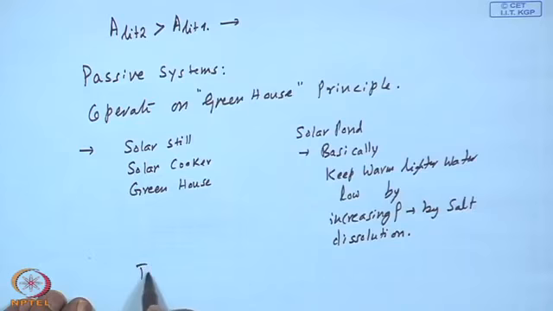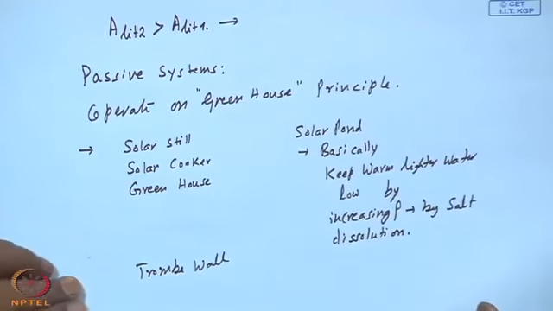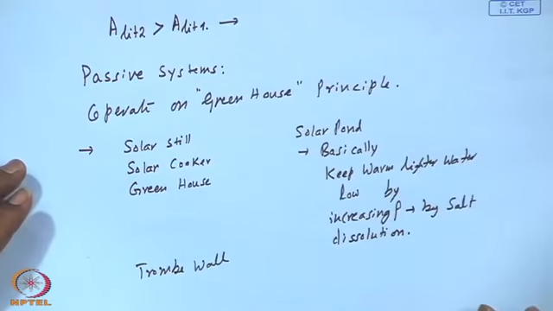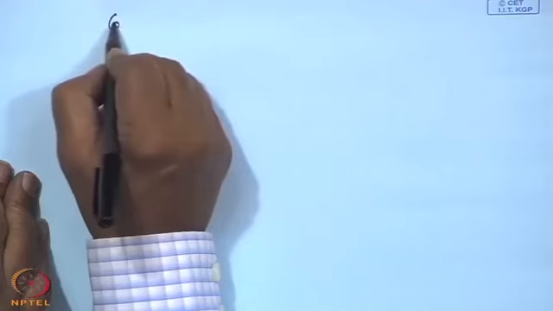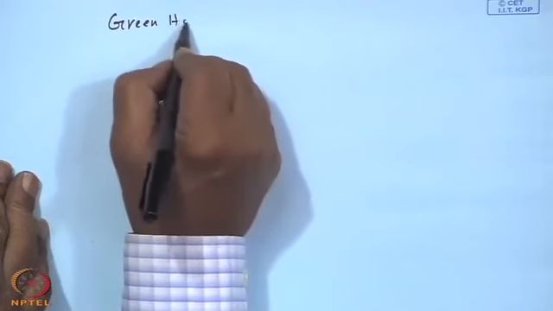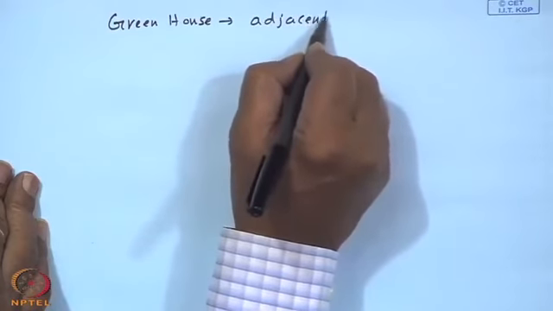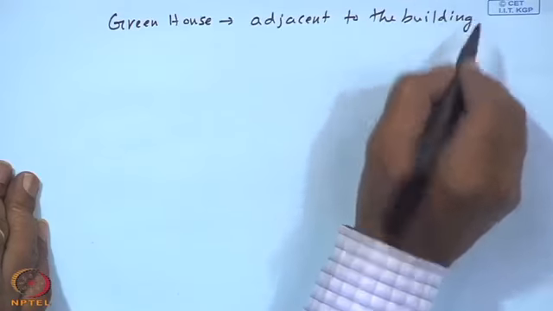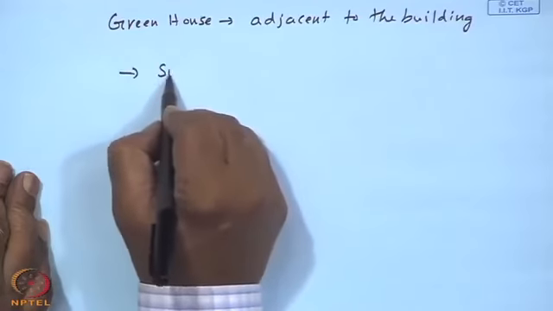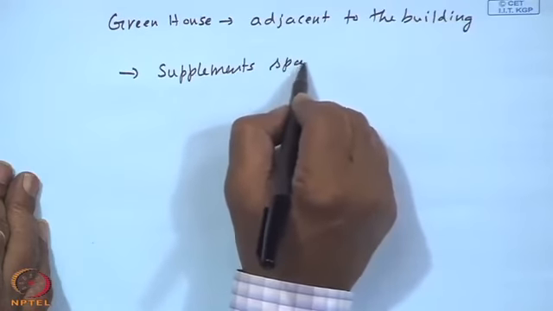Then you have got something like a trombe wall, which is basically a hollow wall where the return air from the room will be circulated and heated by the exposed sun's rays, and then your greenhouse can be adjacent to the building, which supplements rather space heating.